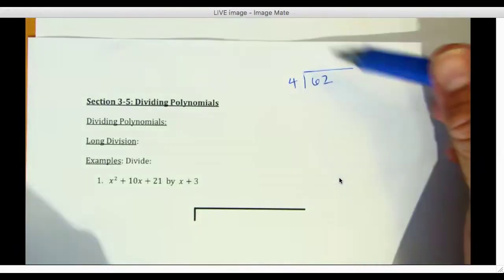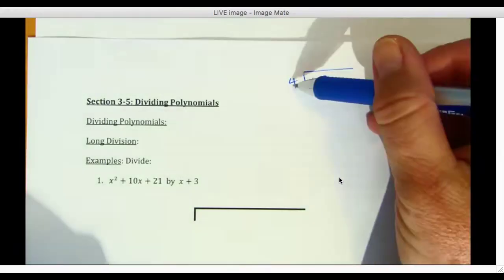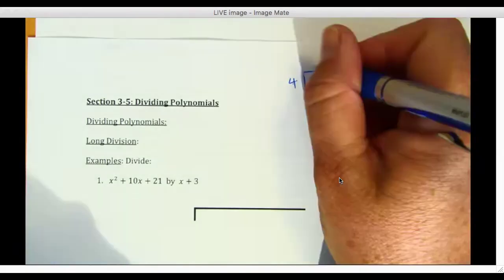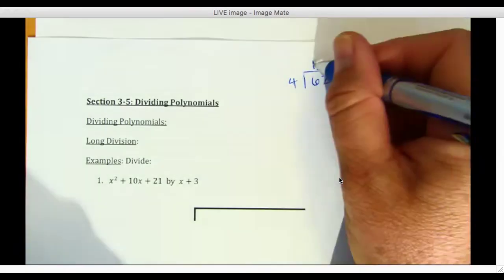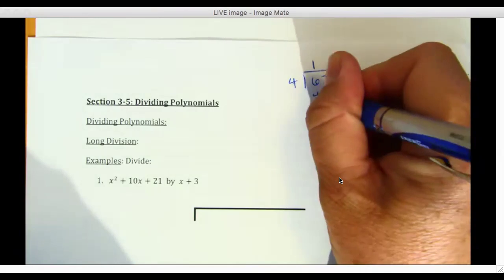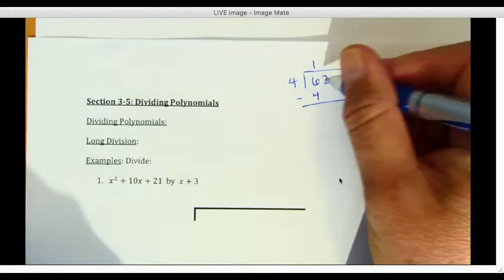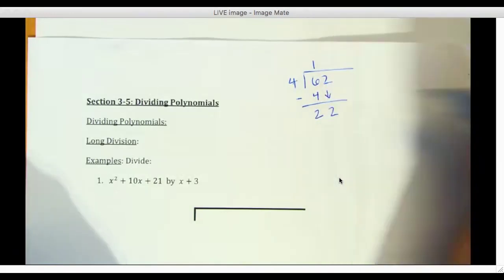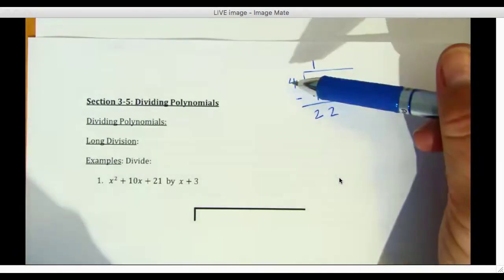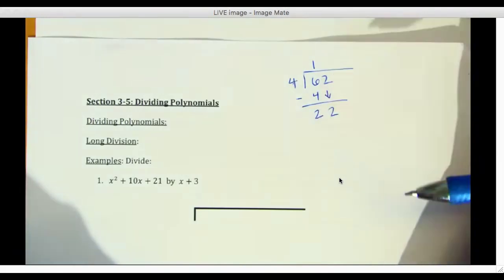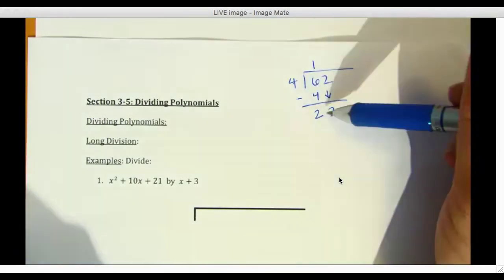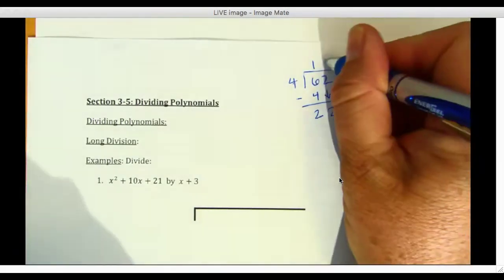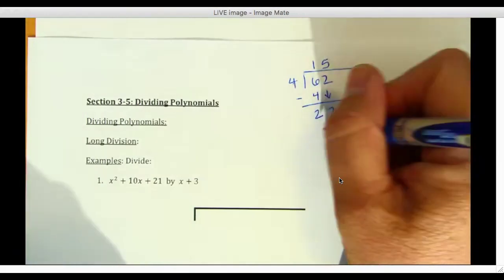So the question we'd ask ourselves back in elementary school was, 4 goes into 6 how many times? And we would say 1 time. 1 times 4 gave us 4, and then we subtracted. So 6 minus 4 gave us 2, and then we brought this 2 down and repeated the process. So then 4 goes into 22 how many times? We would say 5. 5 times 4 is 20.